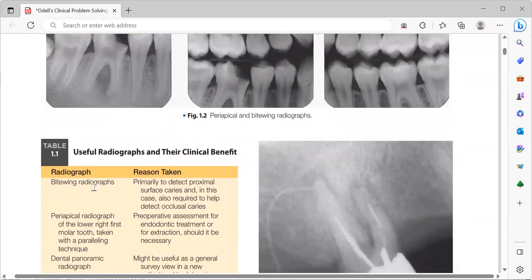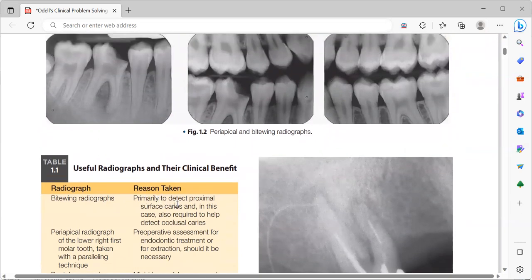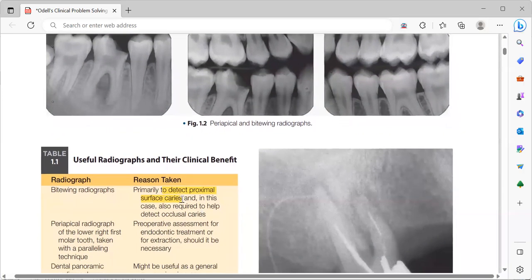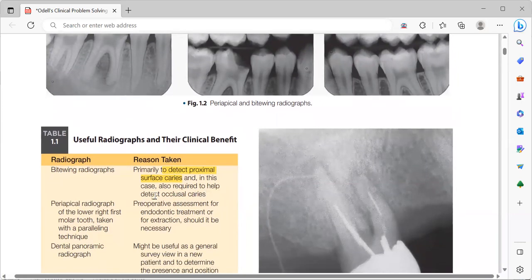Firstly, they said a bite wing radiograph. It is very important to detect any proximal caries. A bite wing X-ray is mainly the checkup X-ray, which we take to find out which tooth is actually the reason, or if there are any other holes on the proximal sides. Because with clinical examination, we can only check the occlusal caries. We cannot check the proximal caries, which is where caries most likely happens. So to check other teeth, we will take a bite wing radiograph, which in this case is also required to help detect occlusal caries.